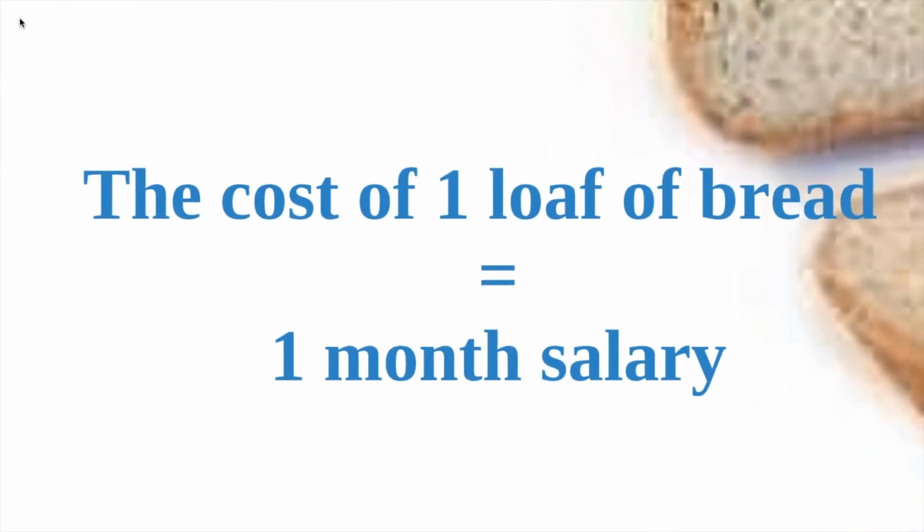And to try to put it in perspective, right before the revolution is going to begin, the cost of bread was so high that it was equivalent to 1 month's salary. So you would have to work an entire month to feed your family with 1 loaf of bread. So things were getting really, really bad.